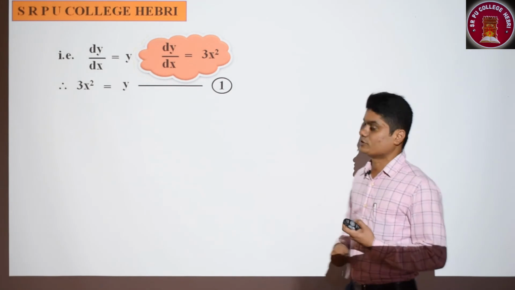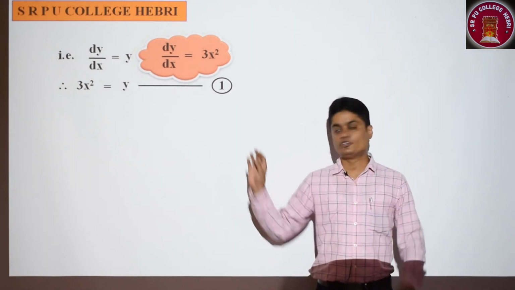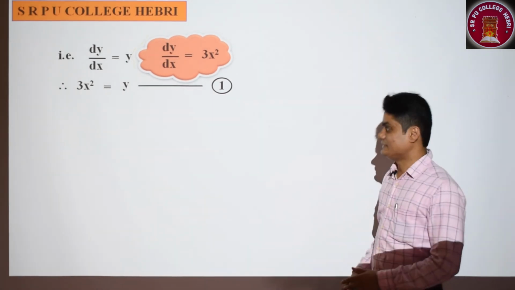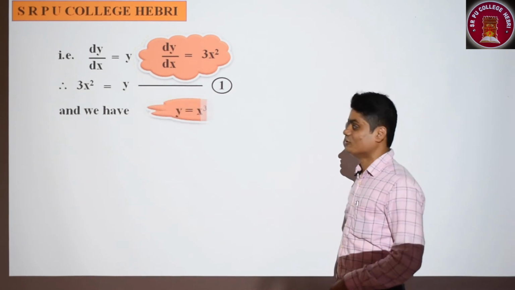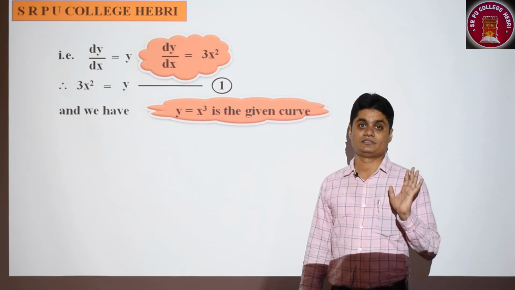How to proceed? There is no other information in this problem. Only we have to use this and the curve. Can you tell me how to get the x and y? Yes, right, you guessed properly. We have y is equal to x cube as the equation of the curve. Definitely we can use it.